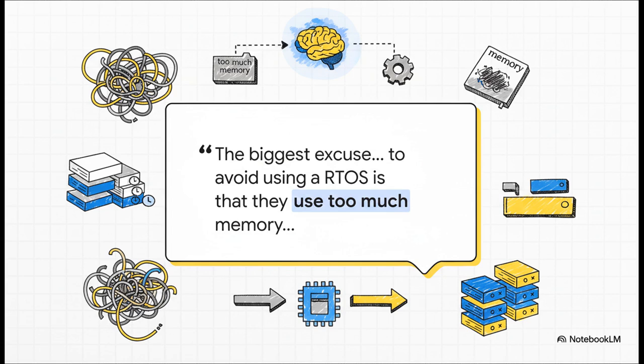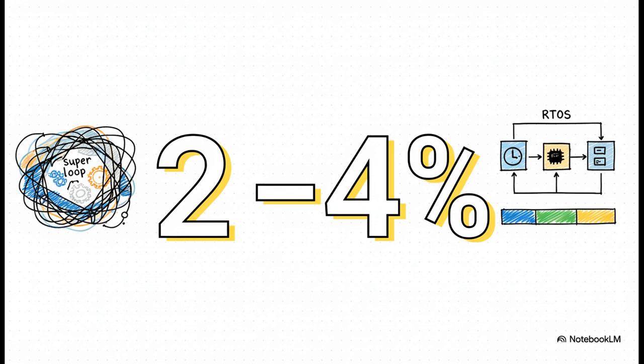But let's look at the actual numbers, the real data. So here it is. This is the reality of that so-called overhead. A modern, well-designed RTOS kernel typically only uses about 2 to 4% of your CPU. That's it. For the incredible benefits you get in organization and stability, that is a tiny, tiny price to pay. So yeah, myth busted.